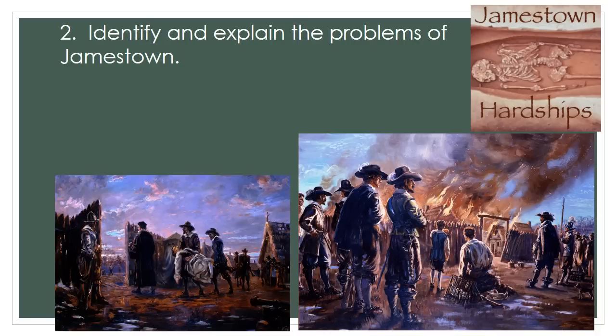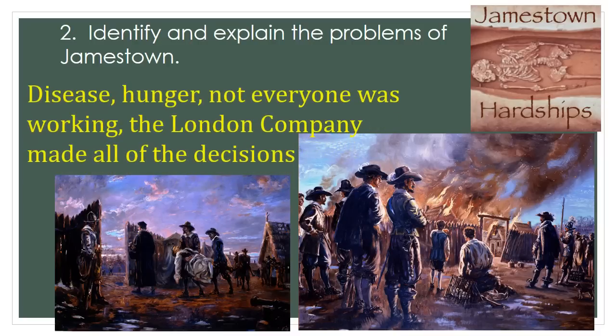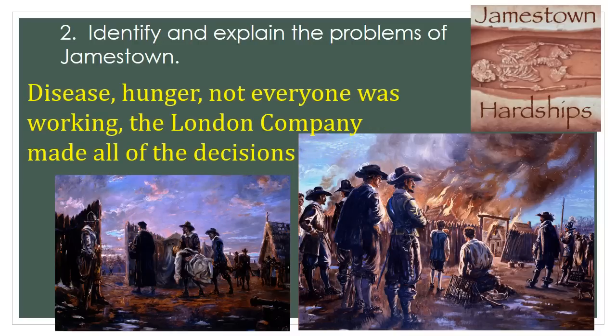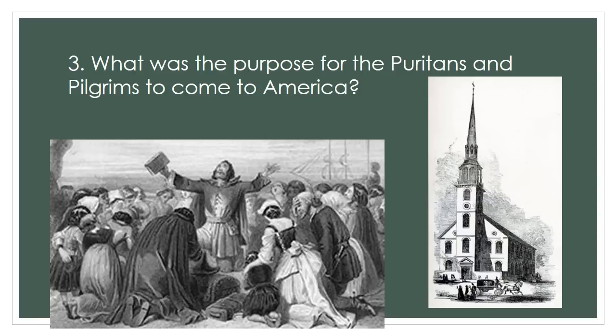Number two, identify and explain the problems of Jamestown. The pictures give you a lot of clues, but there were a lot of hardships at Jamestown, and many people died of disease and hunger. Not everyone was working, and the London Company back in England was making all of the decisions. So these created a lot of problems for the colonists who were there in Virginia. They did have to overcome these hardships in order for that colony to survive. And it is the first permanent English settlement in North America, so it did survive the hardships.